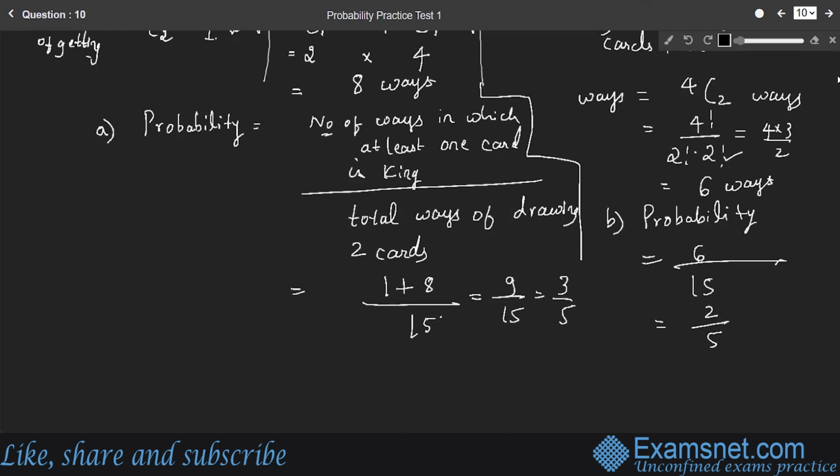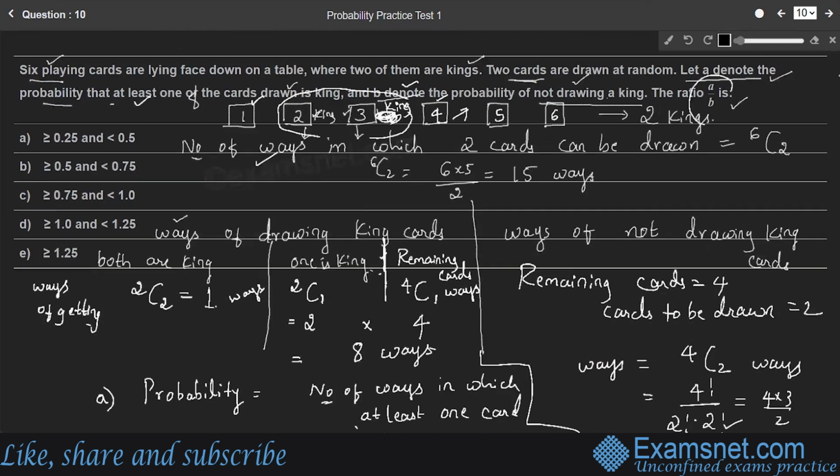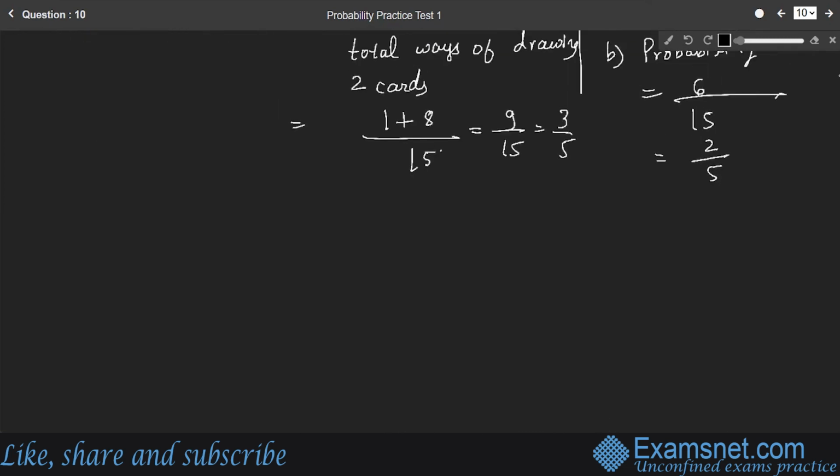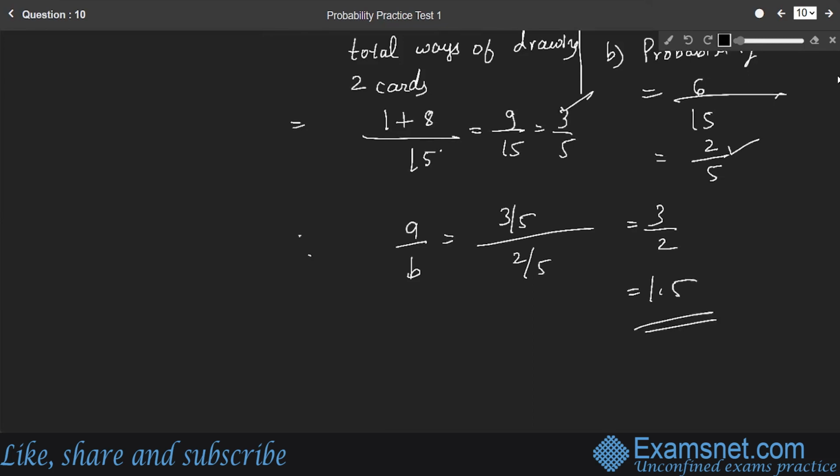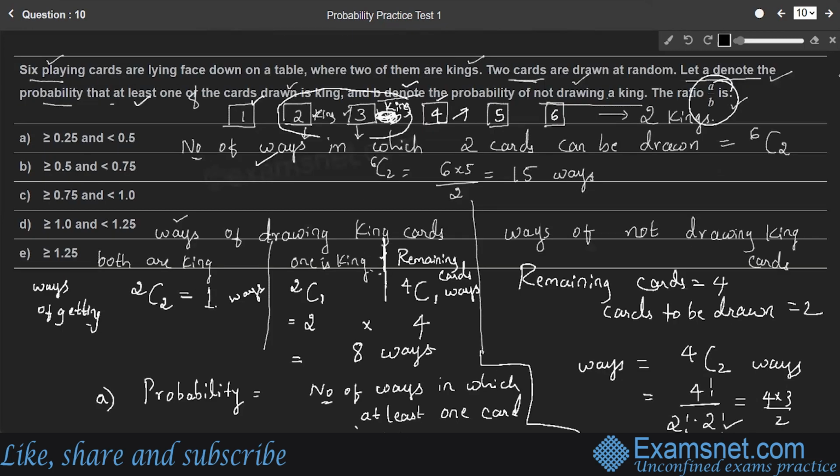Now the actual question is the ratio of A to B. A is 3 by 5 whole divided by B, which is 2 by 5. Therefore, it is 3 by 2, which is 1.5. The ratio is 1.5. Here the options are, not C, option E, which is greater than or equal to 1.25. Here the ratio is greater than 1.25. Therefore, option E is the right answer.